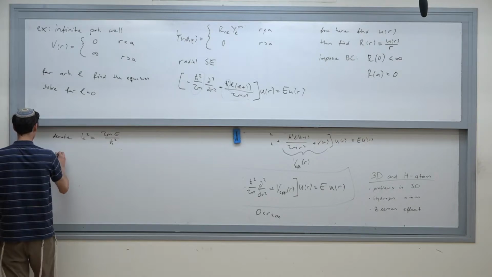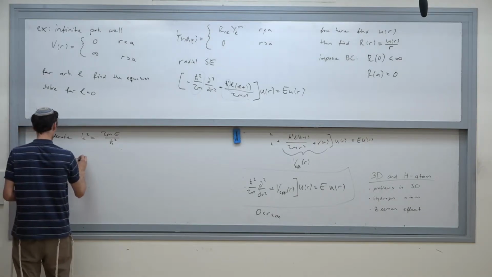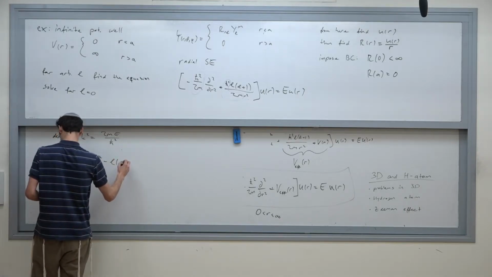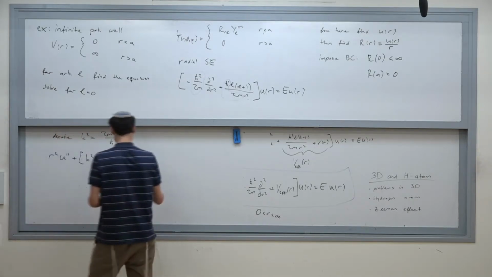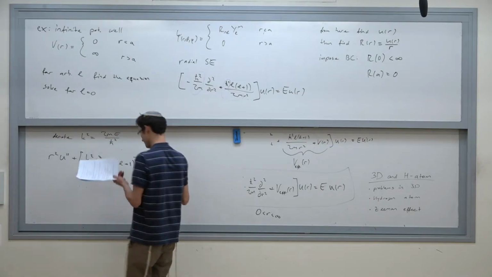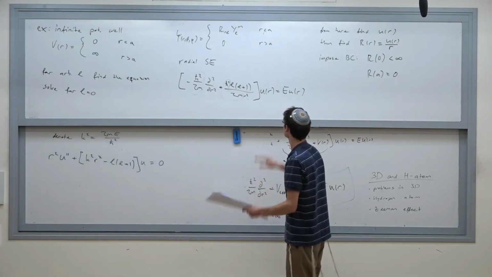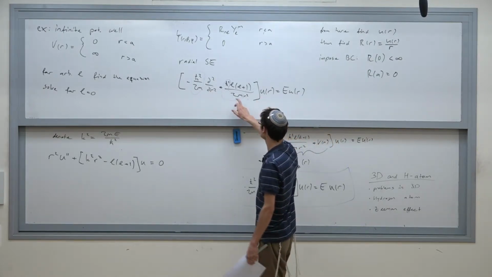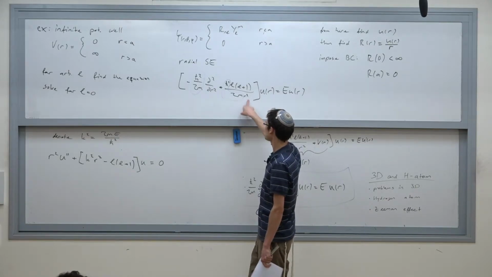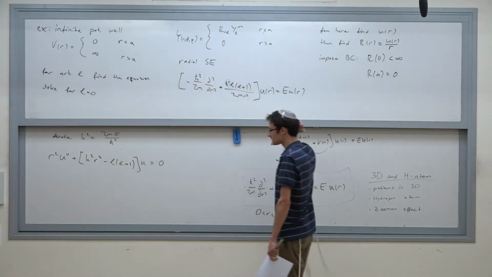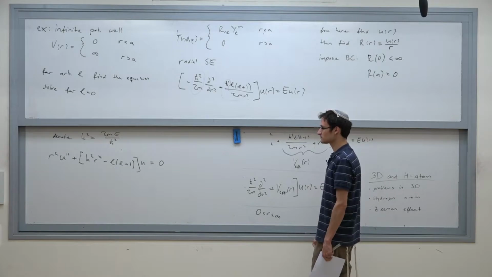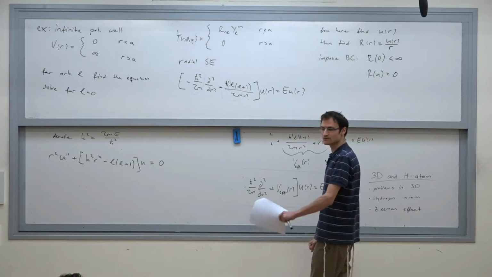What we then get is r squared u double prime plus k squared r squared minus l(l plus 1) times u equals 0. So I've moved this e to this side so that the minus sign will be on this term. I've multiplied by r squared and I've multiplied by this constant. And this is the equation we get. It's a second order differential equation that can be solved.